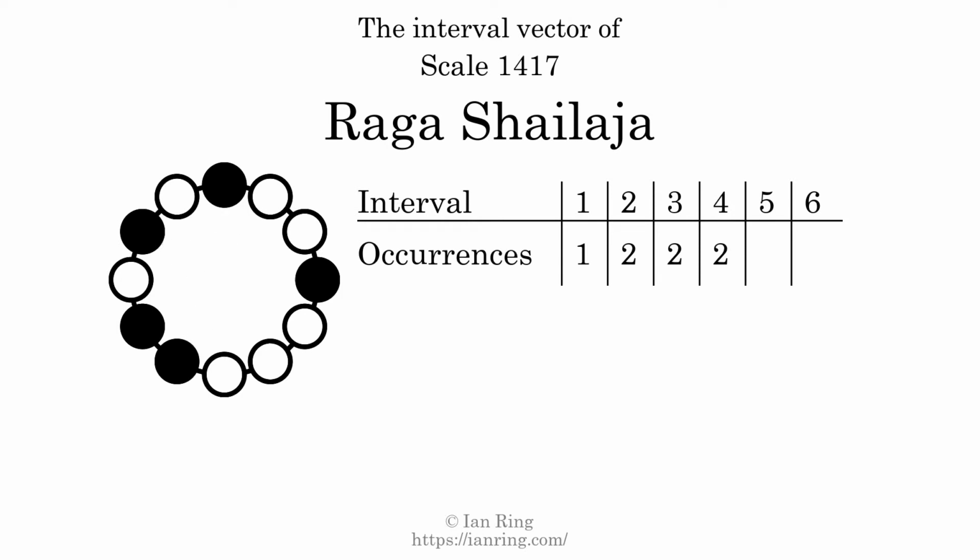There are 2 intervals with a size of 4 semitones. They are here and here. There are 3 intervals with a size of 5 semitones. They are here, here, and here. There are no intervals with a size of 6 semitones. Each interval does not appear in this scale a unique number of times, so this is not a deep scale.